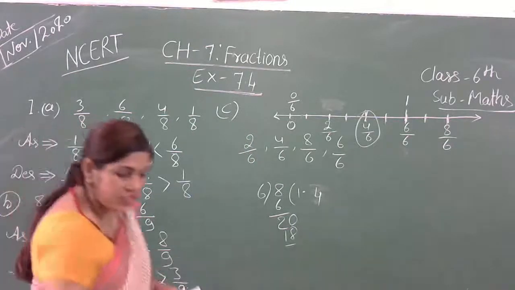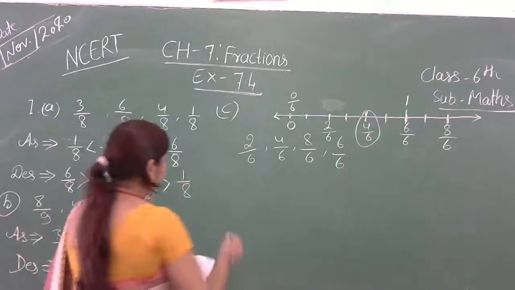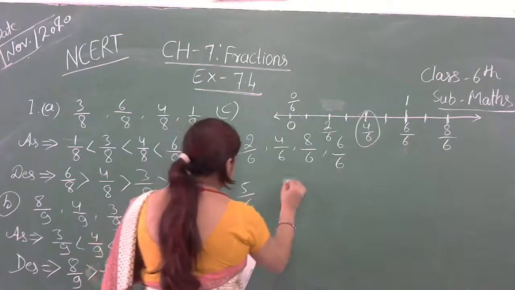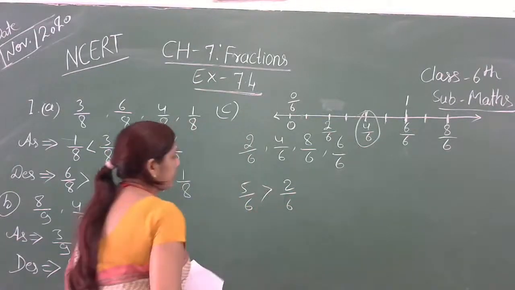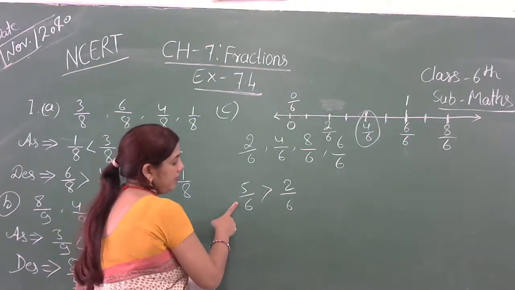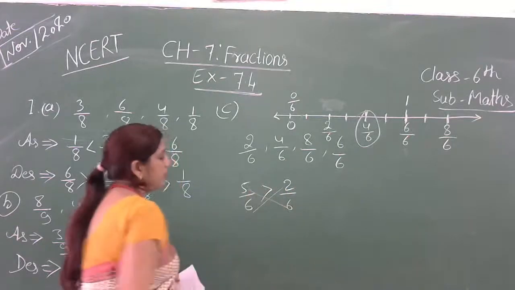Now, given the fraction, put the appropriate sign. 5 upon 6, 2 upon 6. So which one is greater? This one is greater because the numerator is greater than the denominator. इसका numerator बड़ा है. If you multiply, इसमें cross multiplication कर सकते हो.